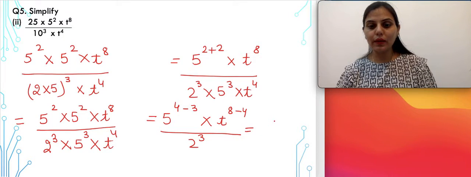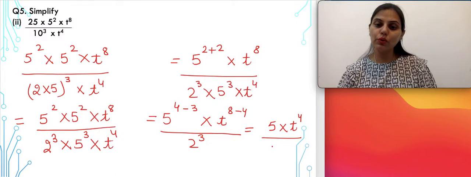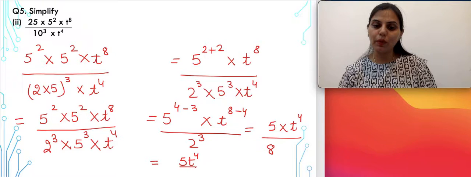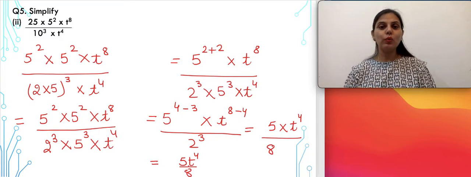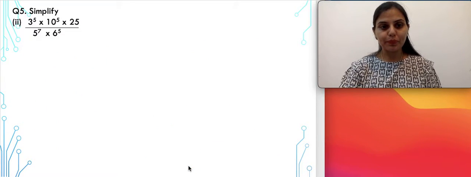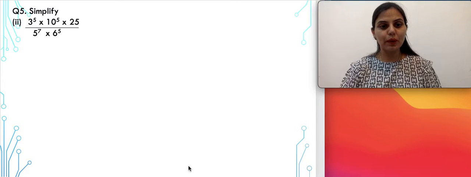Or this can be written as 5 multiplied by t raised to the power 4 upon 2 cube, which means 2 into 2 into 2, or this can be written as 8. So your final answer will be 5 t raised to the power 4 upon 8. I hope all the steps are clear. Let's see the next part now.